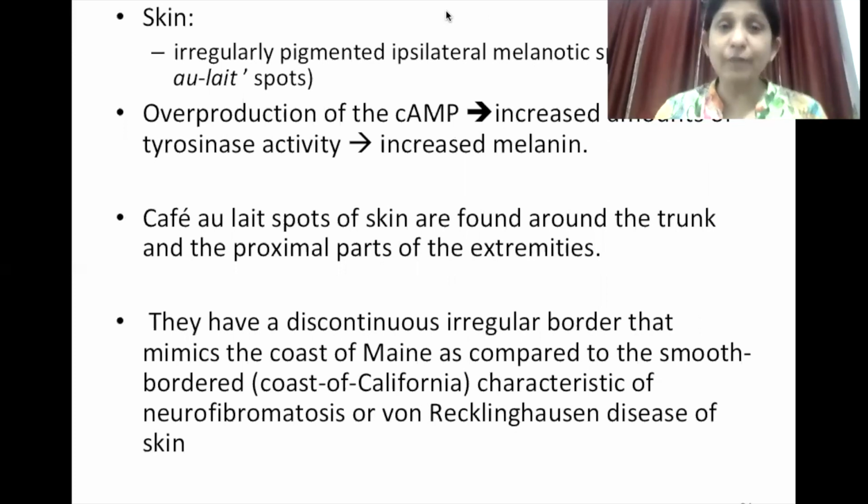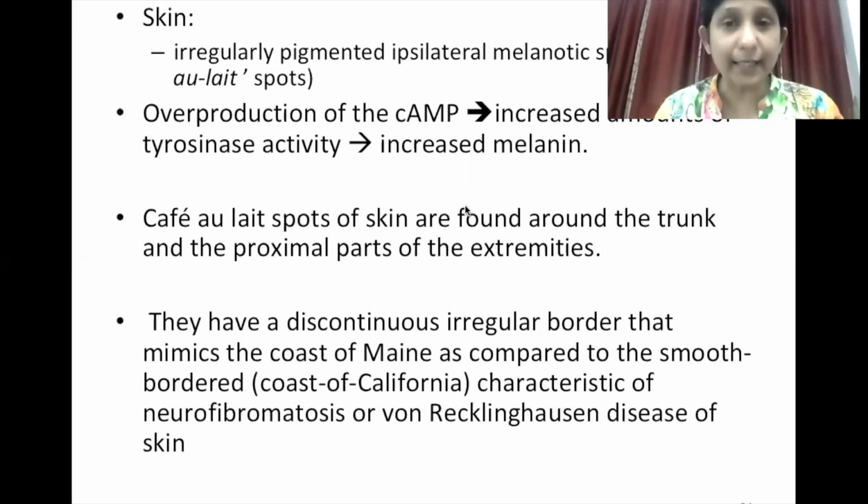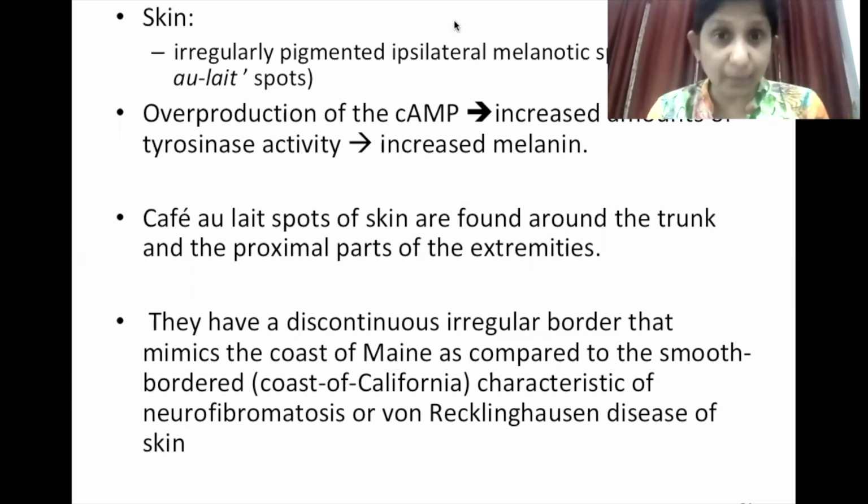In the skin, as I said, the melanocytes are going to be affected, causing small pigmentations on the skin. There'll be alternate dark and light pigmentation, which is why they are called café au lait spots. These spots are not only seen in fibrous dysplasia, they're also seen in neurofibromatosis, where again the melanocytes are affected. They are due to overproduction of cyclic AMP, which causes increased tyrosinase activity, and tyrosinase is seen in the melanocytes, so an increased amount of melanin is produced.